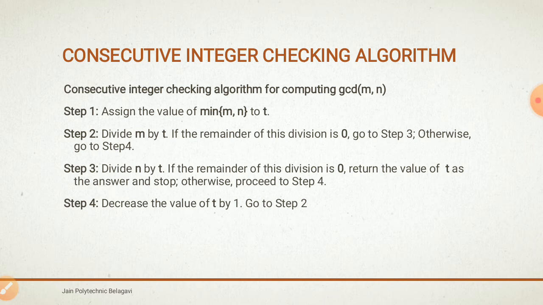Again perform divide m by t. If the remainder of this division is 0, go to step 3. Otherwise, go to step 4. If the remainder is 0, then again divide n by t. Again, if the remainder of this division is 0, return the value of t as the answer and stop. This is how the consecutive integer checking algorithm for computing the GCD of two numbers works.